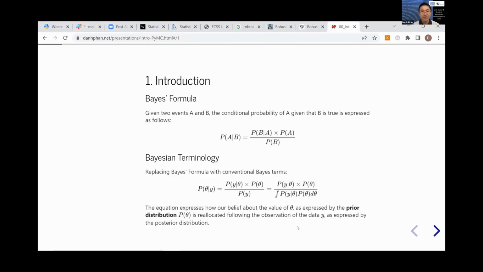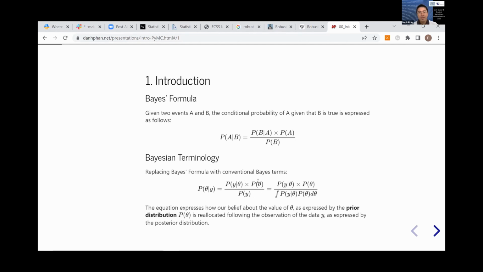A bit of a review of Bayesian terminology. From Bayes' formula, which is the conditional probability of A given B, we translate it into Bayesian terminology, where we have the conditional probability of theta, which is the parameter that we want to estimate, given the data y, equal to the probability of y given theta, multiplied by the probability of theta, divided by p(y).